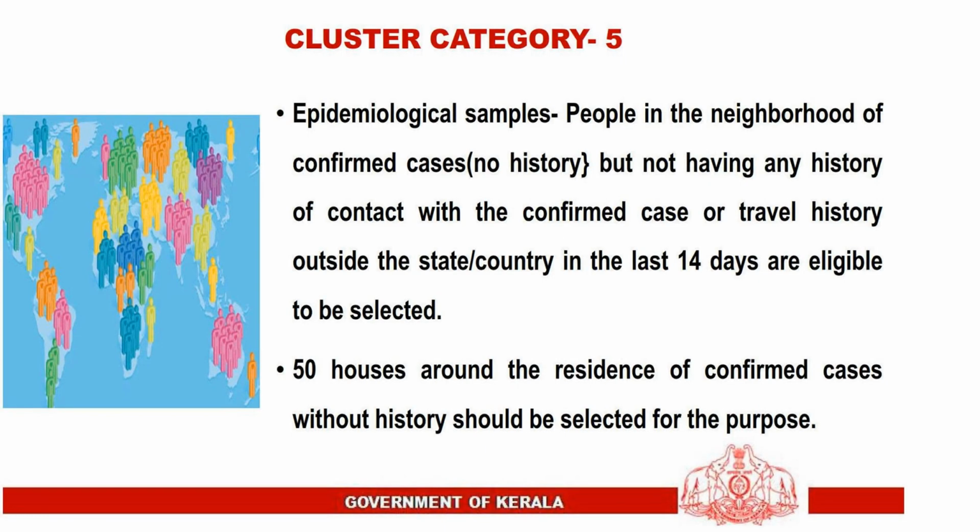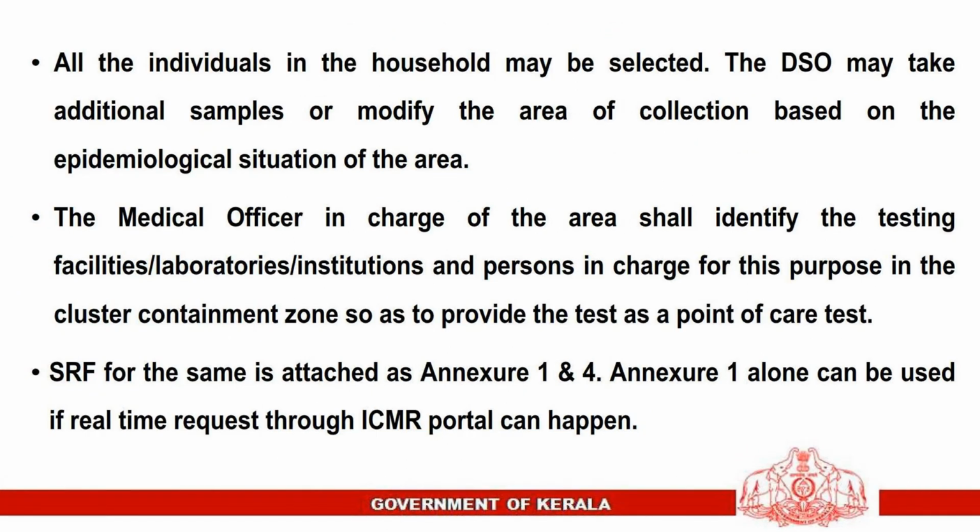Cluster Category 5, Epidemiological samples. People in the neighborhood of confirmed cases with no history of contact with the confirmed case or travel history outside the state or country in the last 14 days are eligible to be selected. 50 houses around the residence of confirmed cases without history should be selected for the purpose. All individuals in the household may be selected. The DSO may take additional samples or modify the area of collection based on the epidemiological situation of the area.